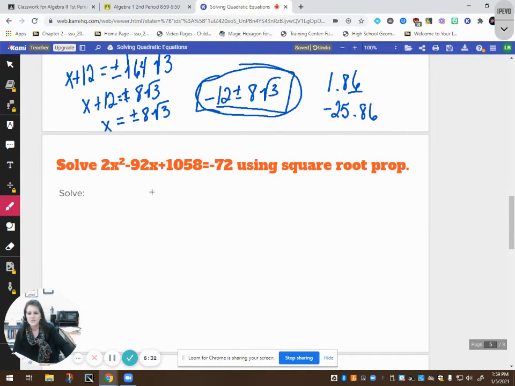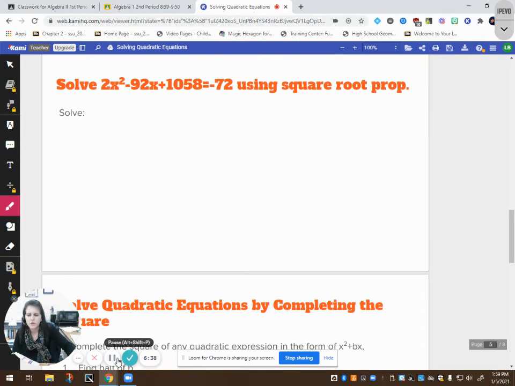All right, so I would like for you to pause the video, and I want you to try this problem. And before you pause, hopefully you haven't paused yet, I can give you this little hint. Divide everything by 2 first, so that your leading coefficient is 1. So go ahead and do that first, and then try this problem.